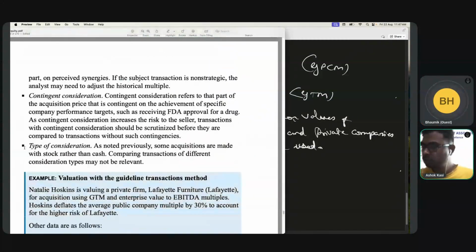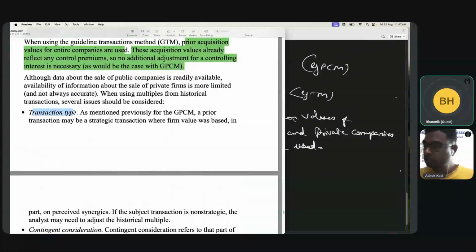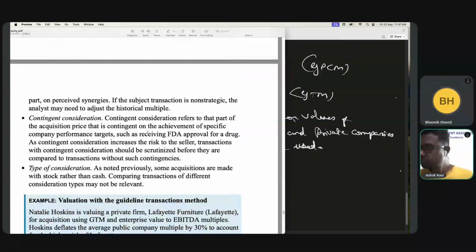The rest is all theory only. Transaction type: a prior transaction may be a strategic transaction or not. Then contingent consideration refers to that part of the acquisition that is contingent on the achievement of specific company targets. Then some acquisitions are made with stocks rather than cash. So all these will be factored in.